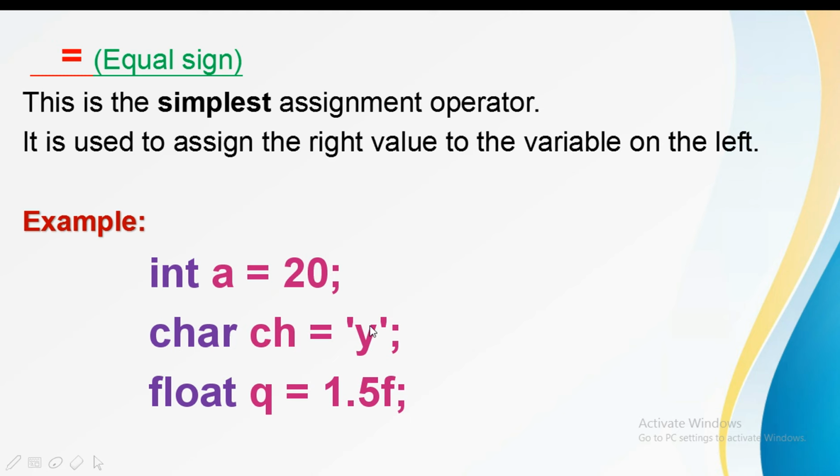That's why we are having the Y as a character. Ndio maana tumeiweka into single quotation mark. Then here we have Q and then we have 1.5F. 1.5 is a float, yani ni decimal number. Ndio maana hapa tumeweka float na tunaiassign kwa variable ya Q.